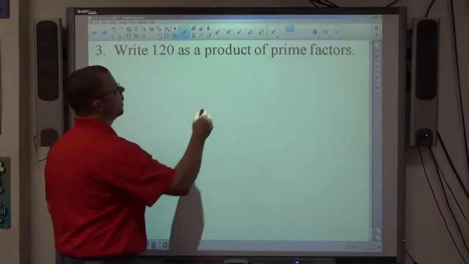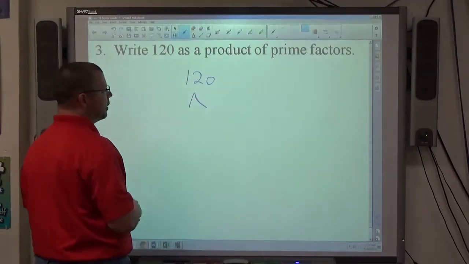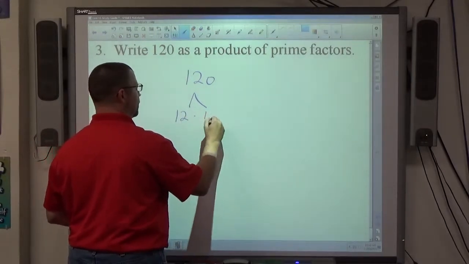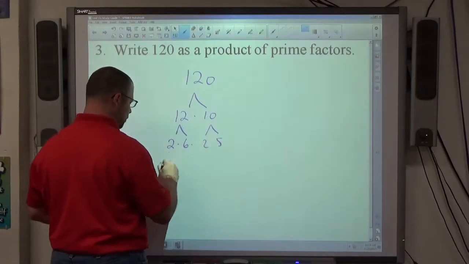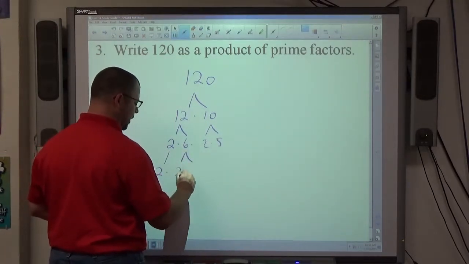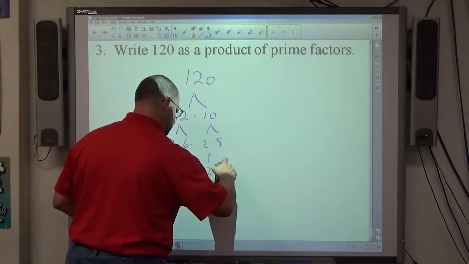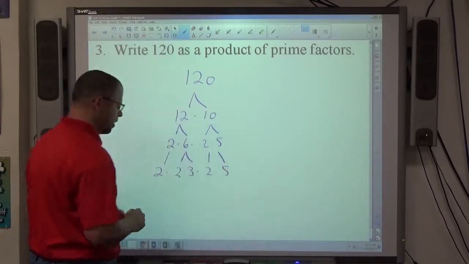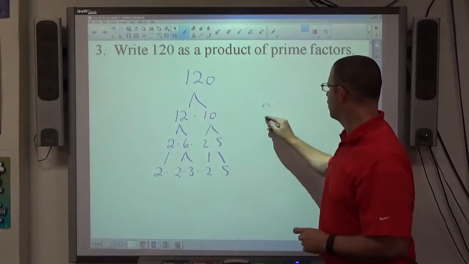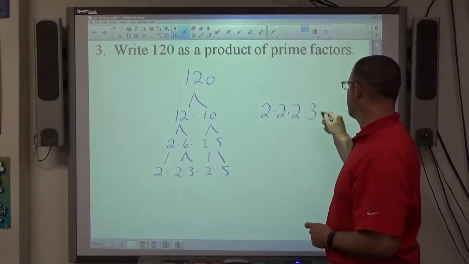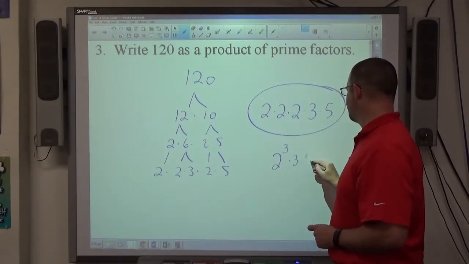Number 3, write 120 as a product of prime factors. All we have to do is find any two numbers that divide into 120 evenly. I'm going to go with 12 times 10. 12 is 2 times 6, and 10 is 2 times 5. 2 is already prime, 6 is composite, so I break that down to 2 times 3. And once I get to all prime numbers, there's the prime factorization. I can go with this answer, which is 2 times 2 times 2 times 3 times 5. I would also be fine with 2 cubed times 3 times 5.